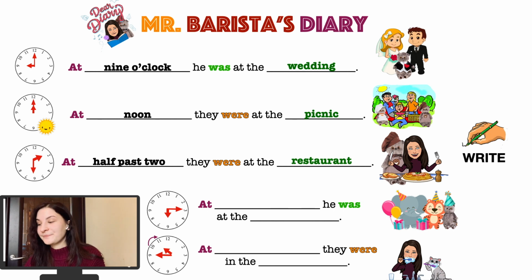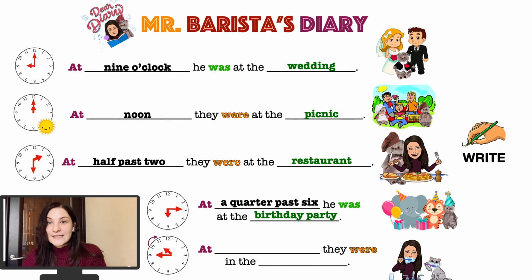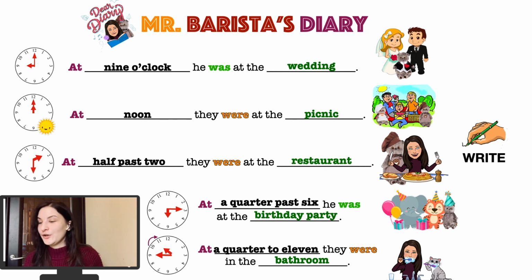The next one, at 6:15, he was at the, what is this? Birthday party. Again, if you wrote just the word party, it's fine. Or if you have a different variant that matches the picture, it's fine. And the last one. At 11:15, they were in the kitchen. No, it's not the kitchen. They were in the bathroom. They were brushing their teeth and getting ready to sleep. Good. If you have mistakes, please correct them and then try to read the sentences aloud.